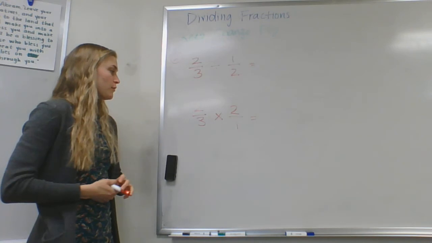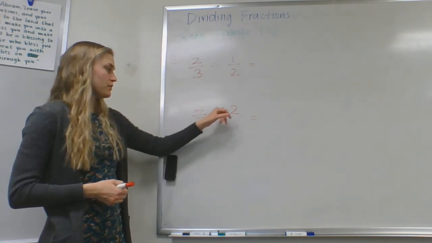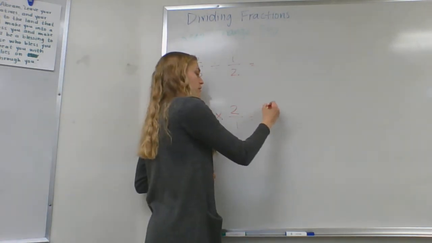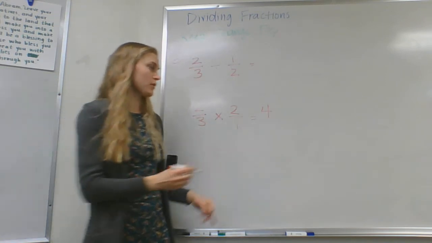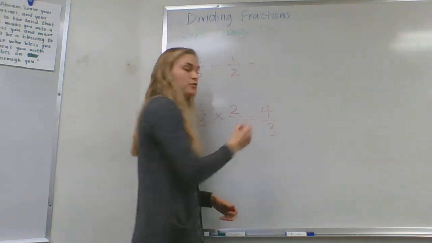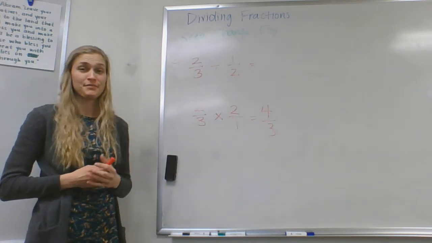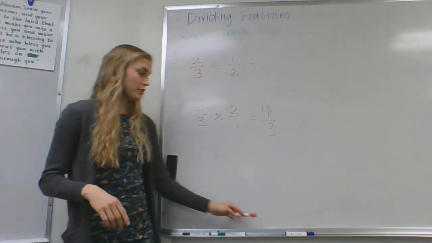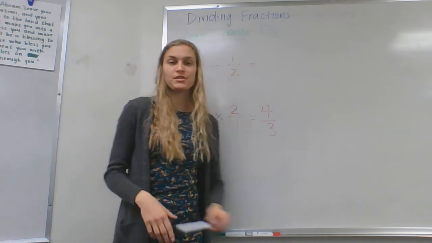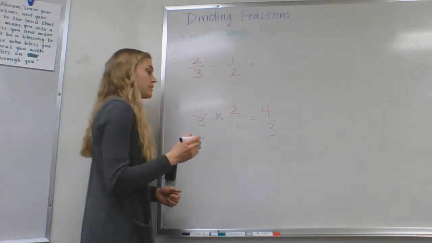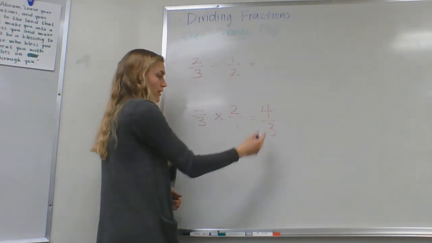All right, so when we multiply, we got 2 times 2 equals 4, and 3 times 1 equals 3. Sometimes you will end up with something like this, an improper fraction. So when you do, I want you to turn it into a mixed number. What does 4/3 even mean? Let's see. We do 4 divided by 3.